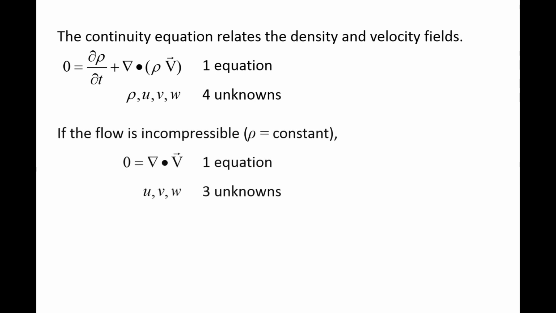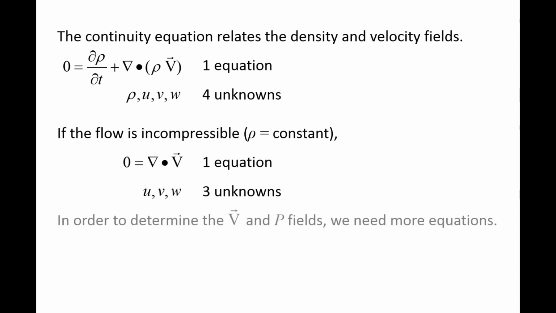Looking at the big picture, the continuity equation relates the density field and velocity field in a single equation. However, there are 4 unknowns in this equation: density and the 3 velocity components. These variables may vary in time and space. Many flows can be approximated as incompressible, which simplifies the continuity equation and removes density as an unknown. But we still do not have enough equations to solve for all of the unknowns.